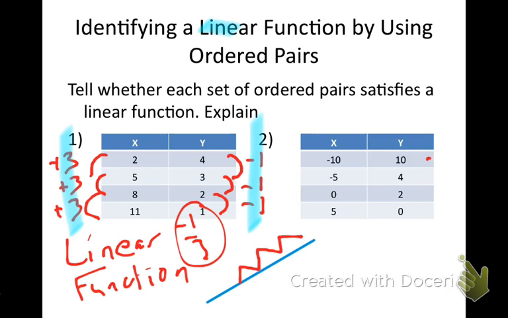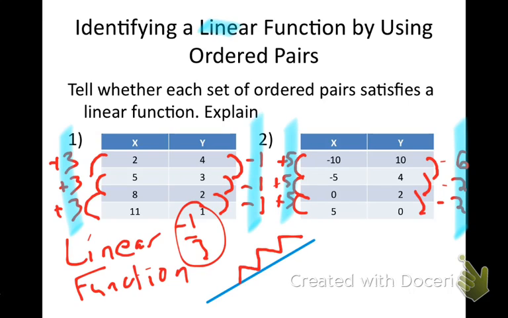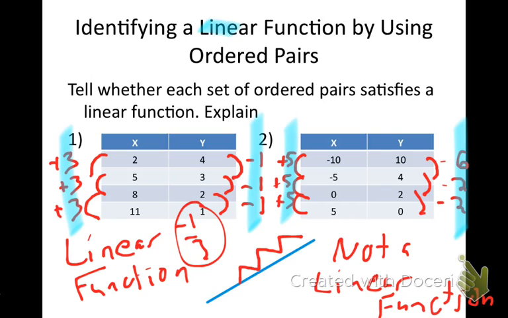Whereas number 2 here, if I look at my y values, 10 to 4, I'm subtracting 6. 4 to 2, subtracting 2. 2 to 0, subtracting 2. Well, already my y values look a little sketchy here. Let's look at the x's. -10 to -5, I'm adding 5. -5 to 0, adding 5. 0 to 5, adding 5. I'm looking at my rates, and I'm hoping they all come out to be the same, x's and y's. They are not, so that is not a linear function. Because they do not change at the same rate, it is not a linear function.